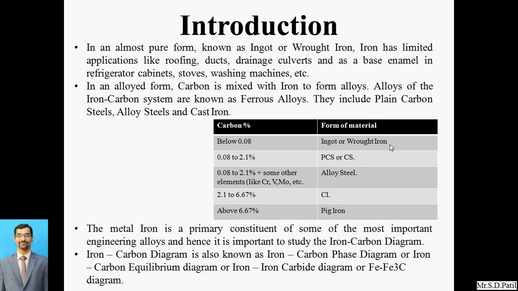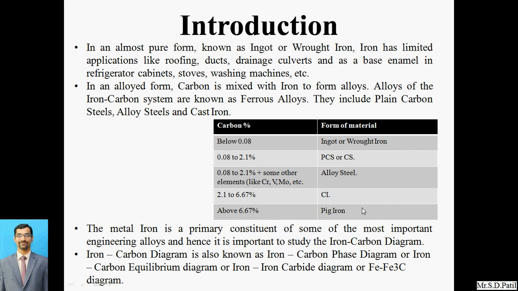When the percentage reaches between 2.1 and 6.67, that particular iron is called cast iron. Don't get confused. Wrought iron is when the percentage of carbon is below 0.08, the pure form of iron. Then when the percentage of carbon is between 2.1 and 6.67, it is called cast iron. And when the percentage goes above 6.67, it is known as pig iron.